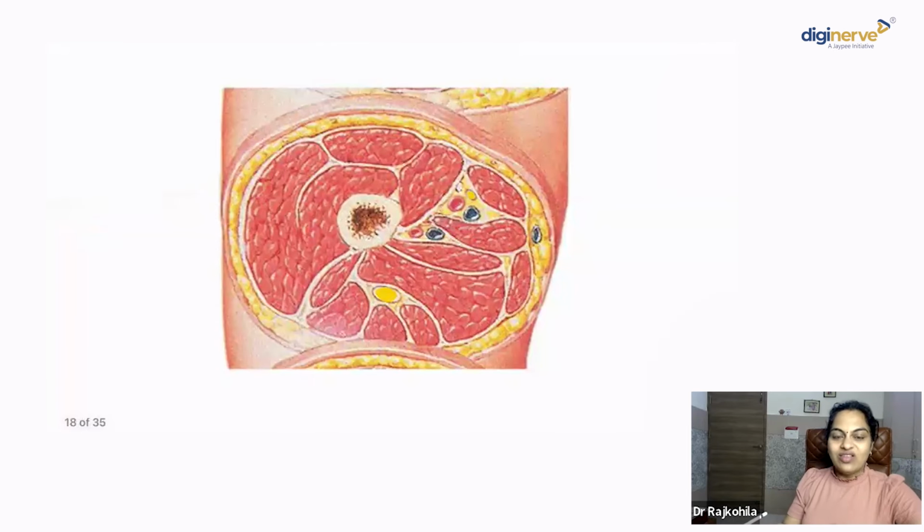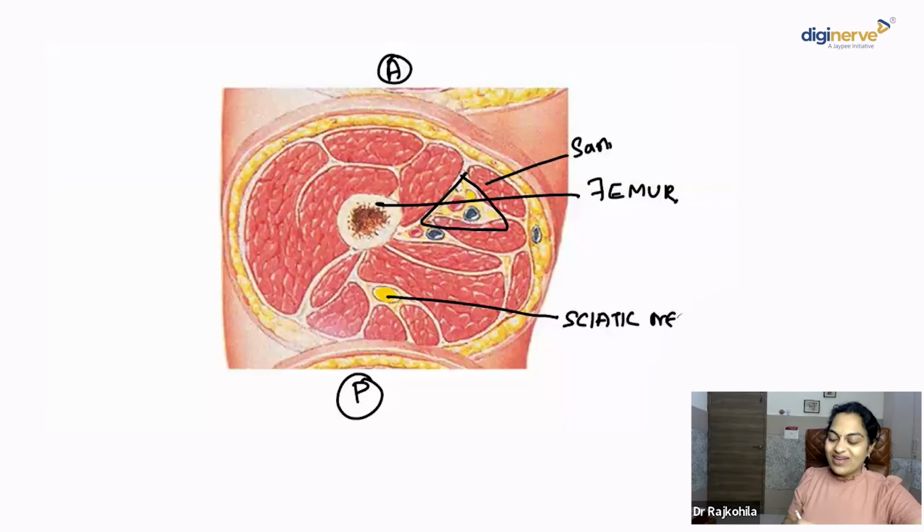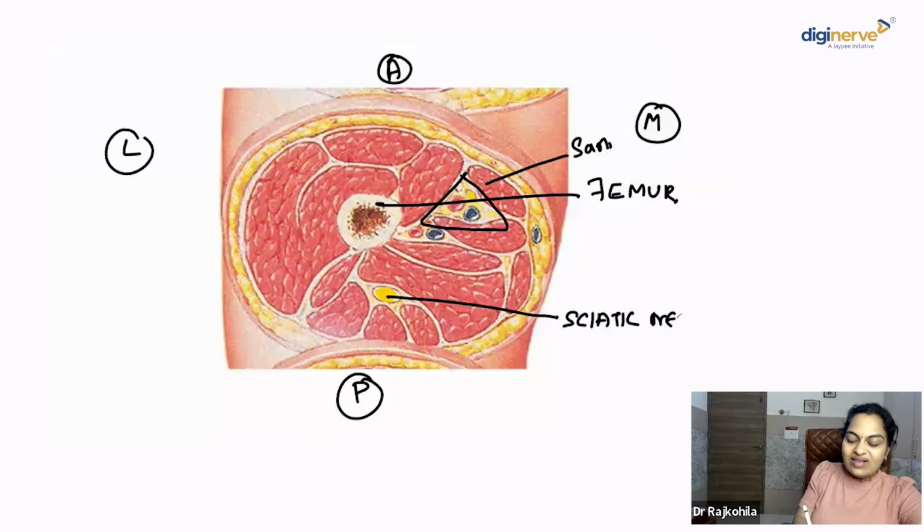To start with, this cross section will help us orient to the muscles of the thigh. The bone that you see here is the femur, and this is the sciatic nerve that lies in the back of the thigh, isn't it? So this is posterior, this is anterior. This is the region of the adductor canal. This is the sartorius muscle forming the roof of the adductor canal, right? So the adductor canal lies over the medial aspect of the thigh. This is medial and this is lateral.